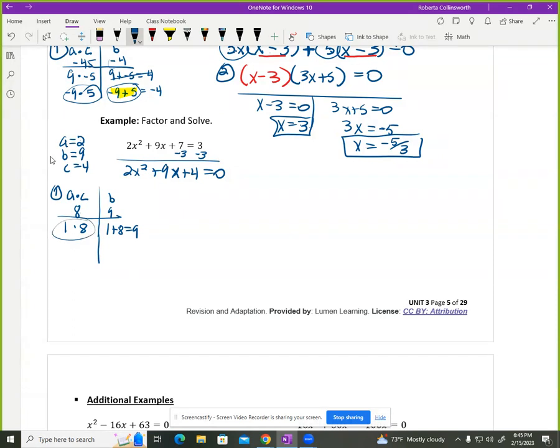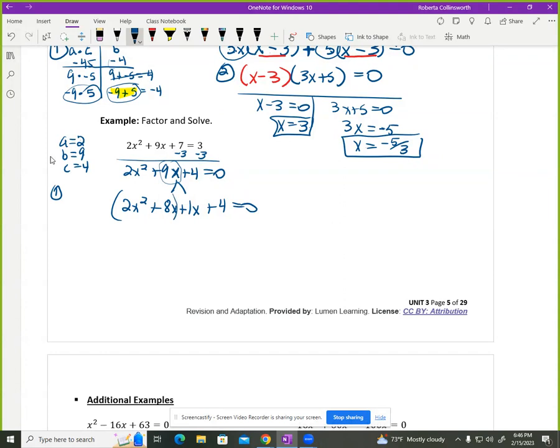I'm going to rewrite 9x. So I have 2x squared, and I'm going to have to erase this because I have a hot mess going on. So I had 8x plus 1x. That equals 9x plus 4. So all I did is rewrite 9x as those two factors that we found when we followed the step 1 rule.